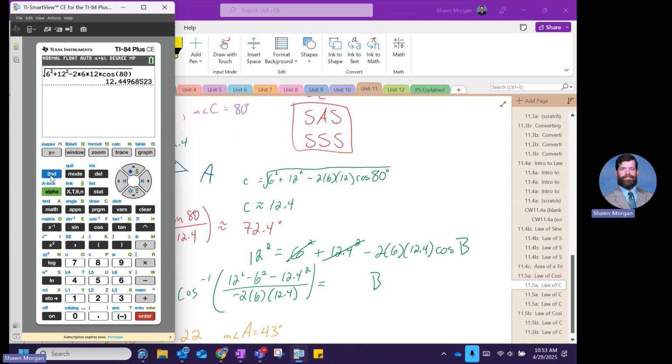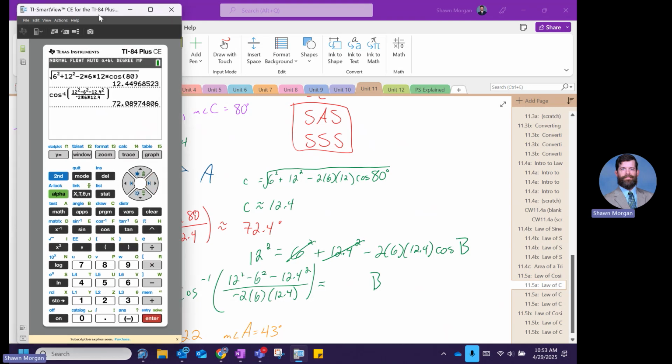Okay. Here we go. Inverse cosine. I'm going to go ahead and set up a fraction. We're going to do 12 squared minus 6 squared. When you're doing it this way, you do have to be careful about the signage as far as what's positive and what's negative. 2 times 6 times 12.4. Close parentheses, hit enter, get about 72.1.